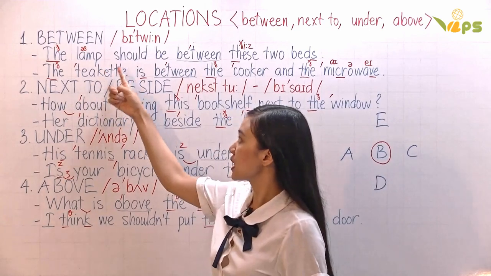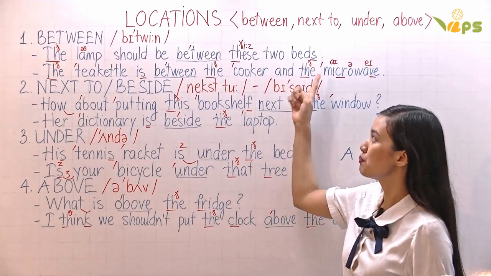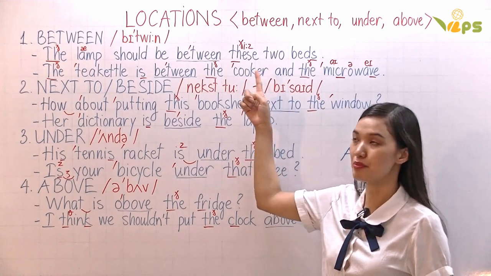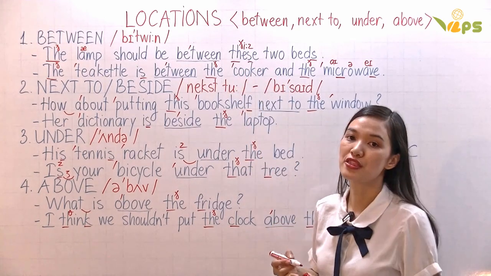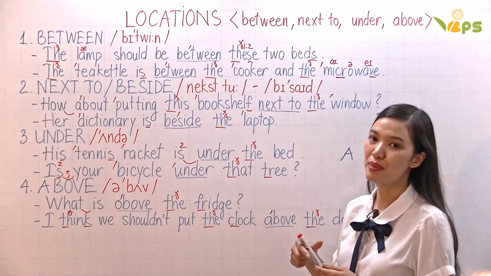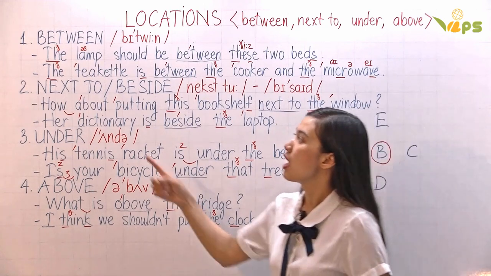The lamp should be between these two beds. These, remember, these, S here, these two beds. The lamp should be between these two beds.